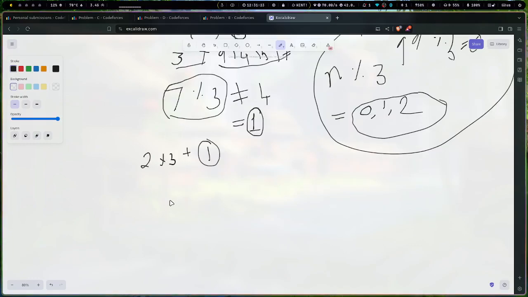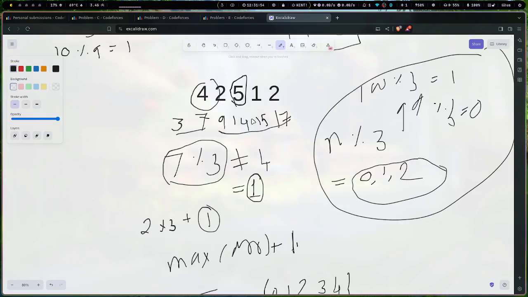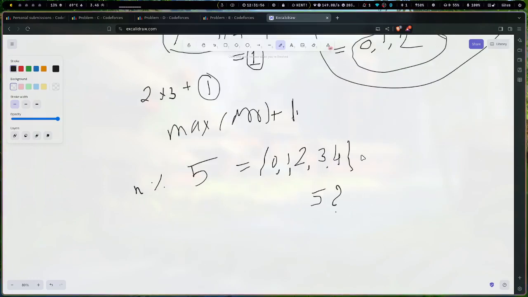So what we can do, we take the maximum of the array plus 1. Why this plus 1? I will tell you why. What is the maximum? 5. Okay, 5 is maximum. So if you take any number modulo 5, what will be its range? 0, 1, 2, 3, 4. Where is 5? You are not getting this 5. We will add 1 to it.